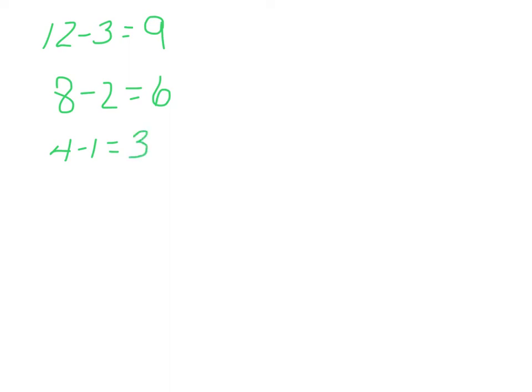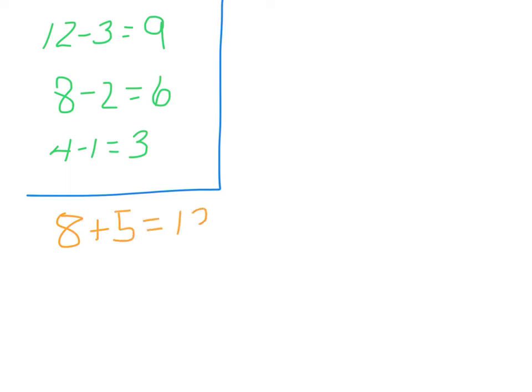So remember, if you know that 8 plus 5 equals 13, you can use the related subtraction fact to figure out 13 minus 5. And then you would know that the answer would be 8.